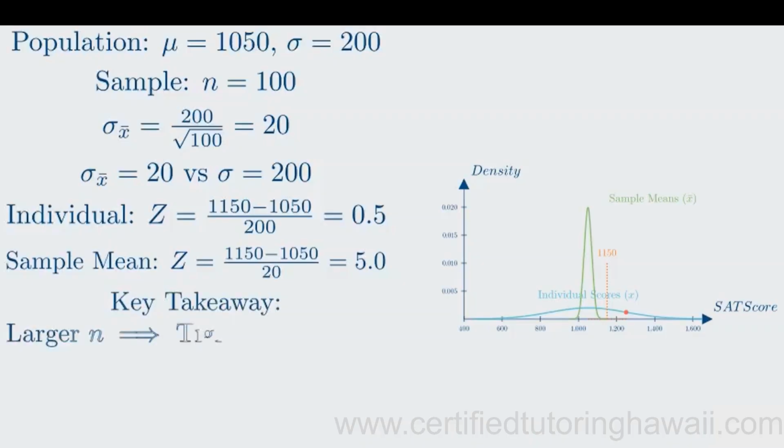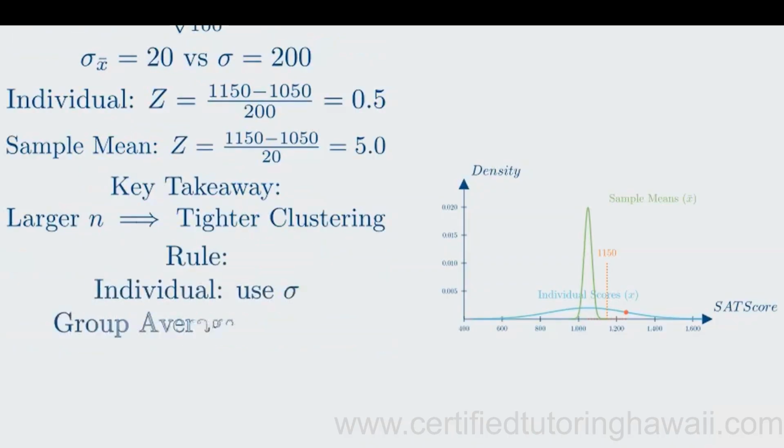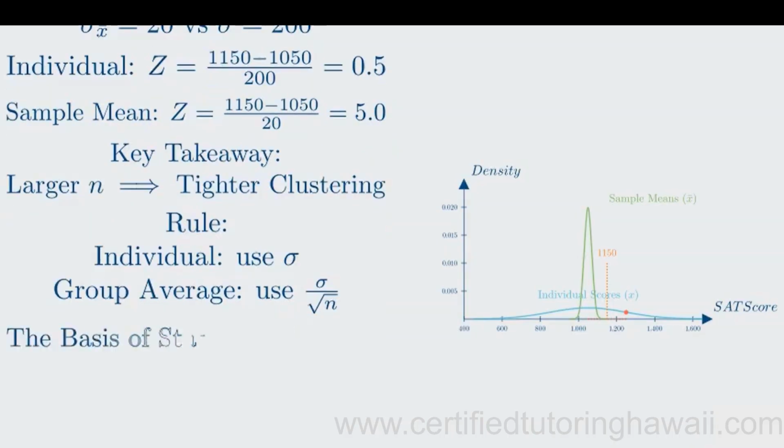This is a key takeaway. The larger the sample, the tighter the sample means cluster around the true population mean. When you are doing these problems, always ask yourself, am I looking at the variability of one thing or the variability of an average? If it's an average, you must divide the standard deviation by the square root of n. This distinction is the heart of statistical inference. It is what allows us to look at a sample and make a confident bet about what the whole population looks like.